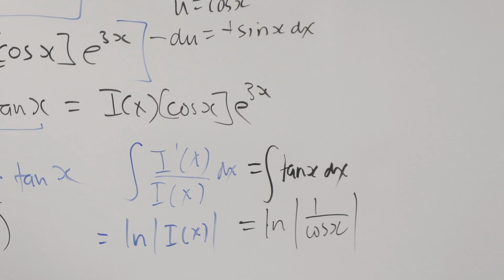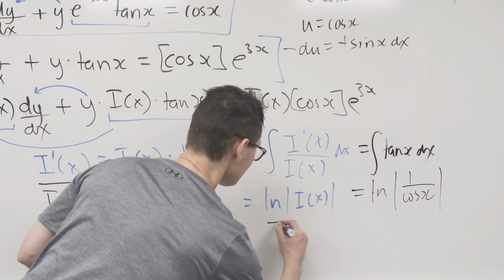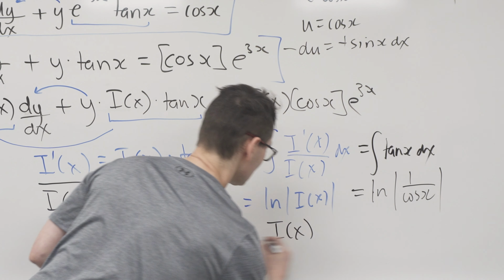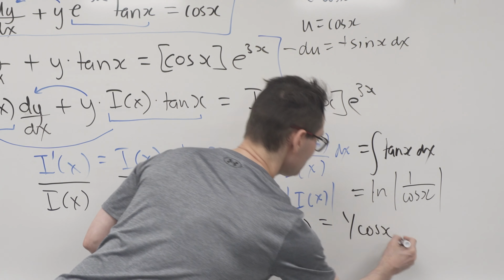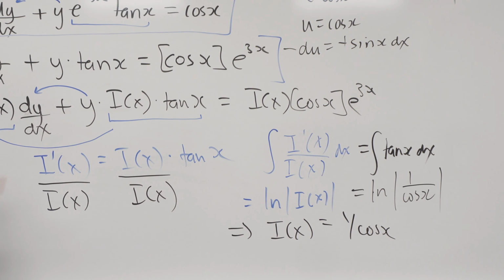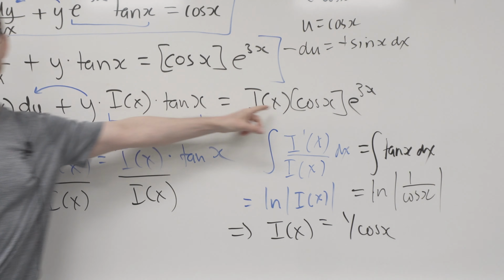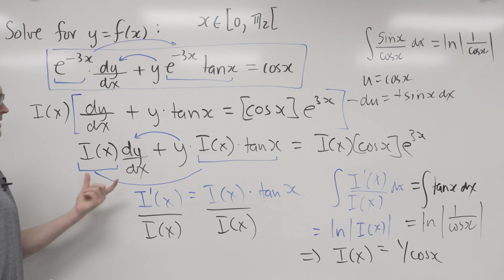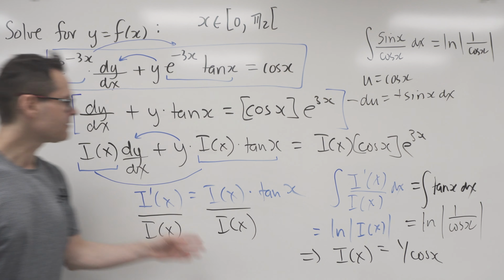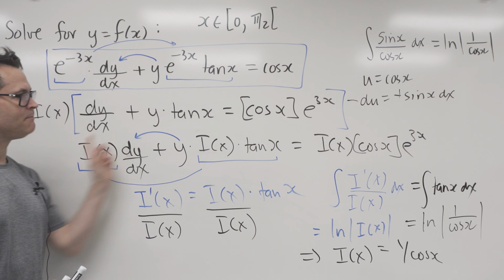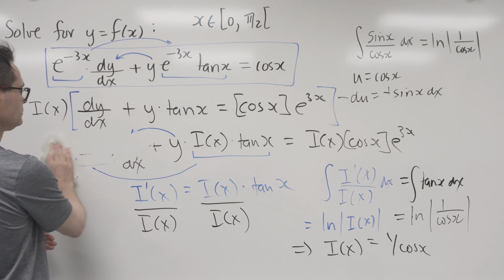Well, that's interesting because you can see now that the integrating factor is just 1 over cos x. So I of x, what this implies, is equal to 1 over cos x. So I basically just solved for the integrating factor. And that's going to do some magic because I've just created a factor that when I plug it into the left-hand side makes this the derivative of a product.